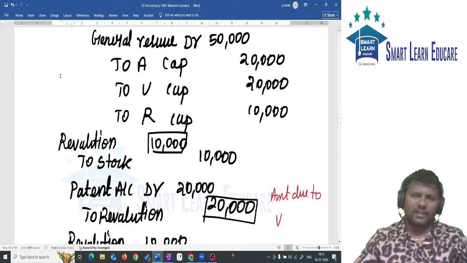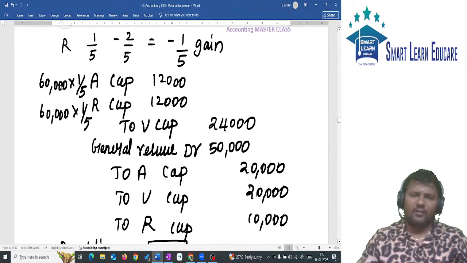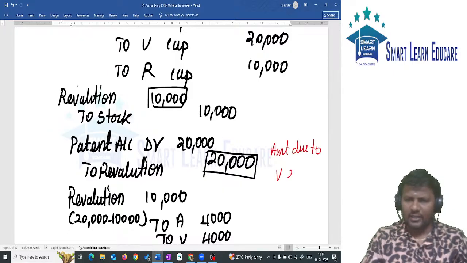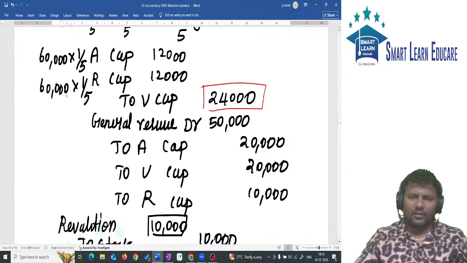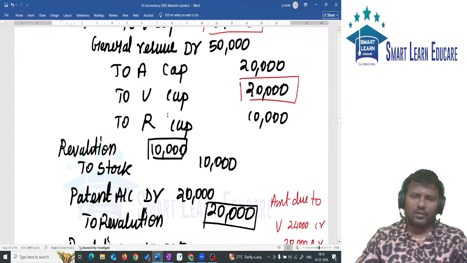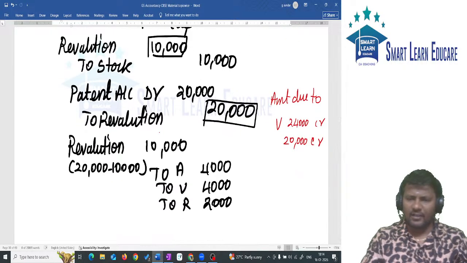How do we find it? In the first journal entry, V account is credited with 24,000. So V account credit we have 24,000. Next, in the reserve entry also, V account is credited with 20,000. Next, in revaluation we have a credit of 4,000. This is for revaluation. This is reserve.